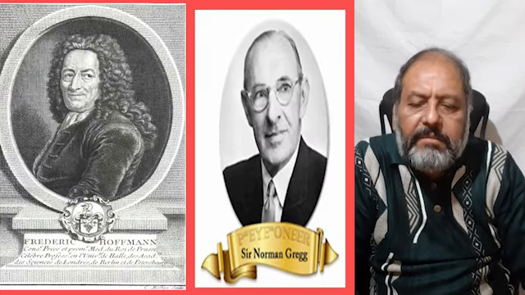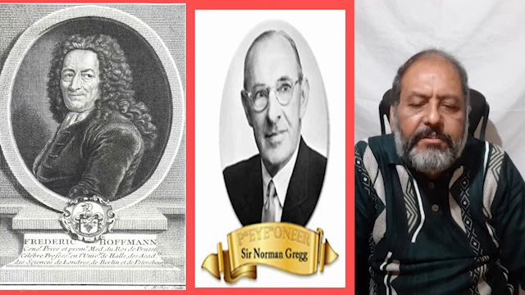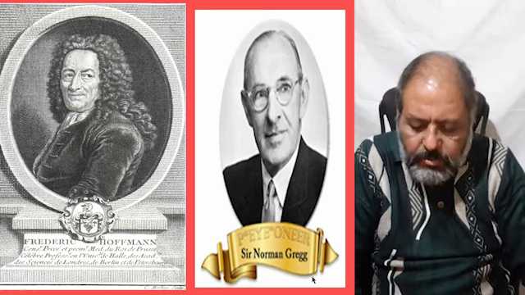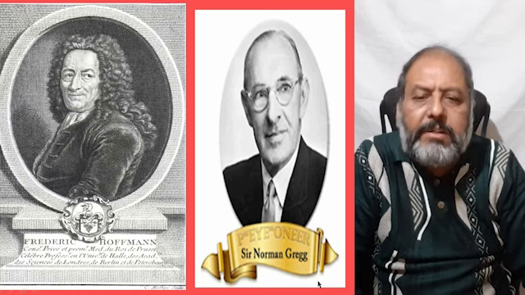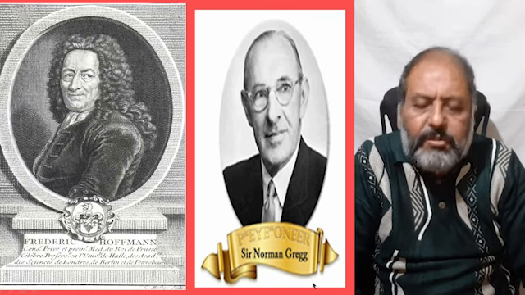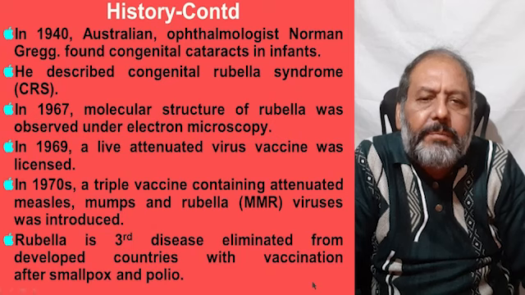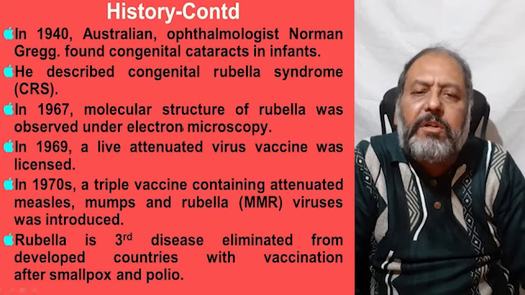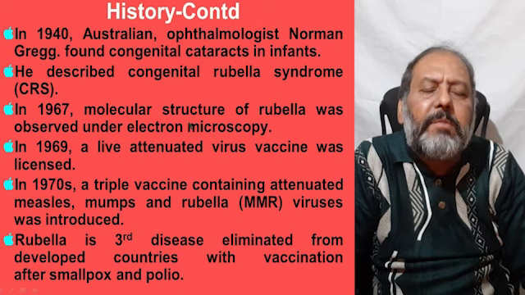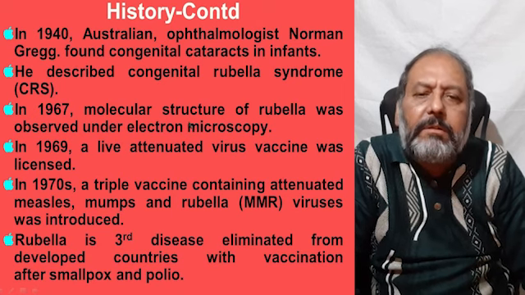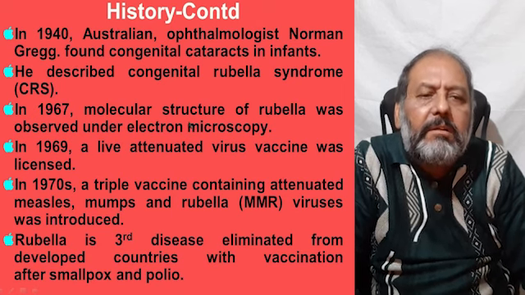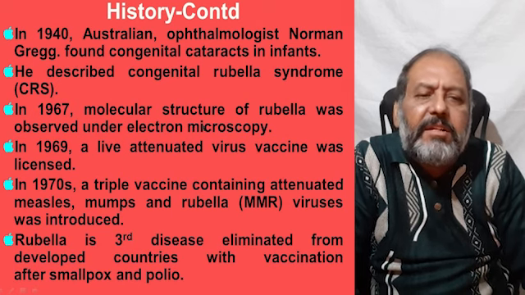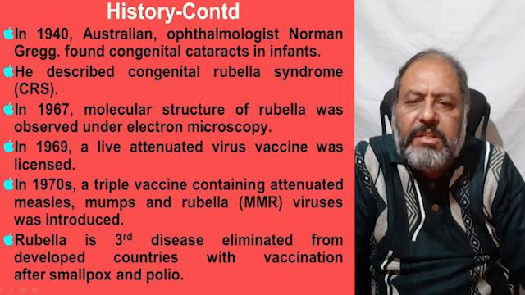And here are the pioneers, Friedrich Hoffmann and Sir Norman Gregg. Their contributions led to the discovery of the disease rubella and the virus. Now, history continued. In 1940, Australian ophthalmologist Norman Gregg found congenital cataract in infants. He described congenital rubella syndrome (CRS).